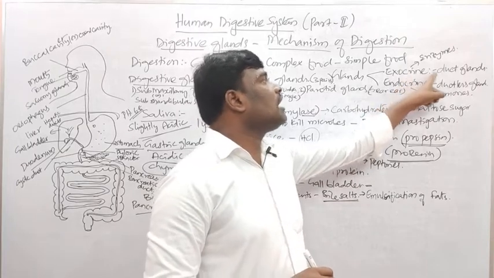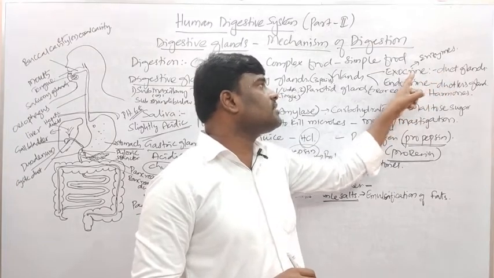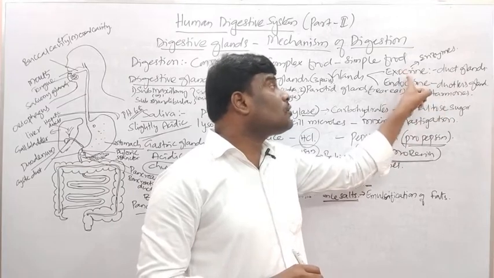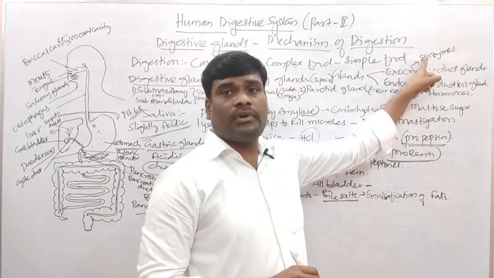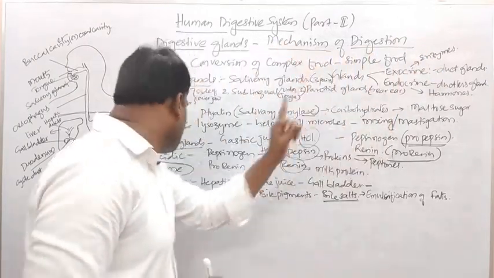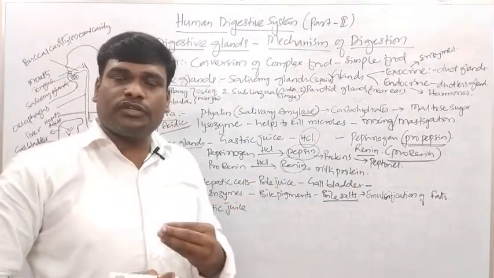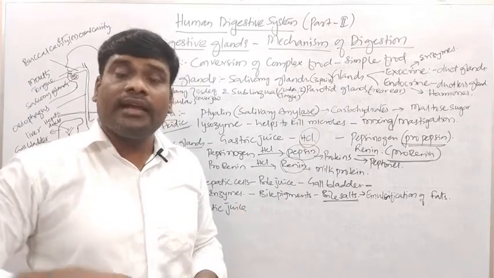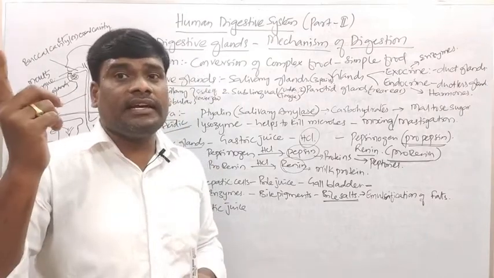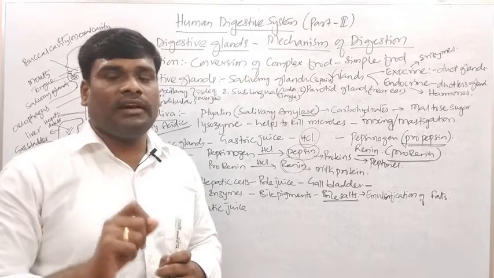Exocrine gland means duct glands. All the digestive glands are exocrine glands, and endocrine glands mean ductless glands, children. They secrete hormones, while exocrine glands secrete enzymes. All the digestive enzymes come under this only, isn't it? So the pancreas is both exocrine and endocrine in function. The endocrine function we will see in the chemical coordination lesson, children.